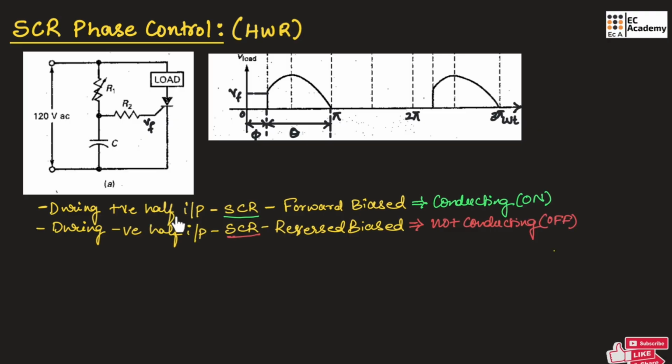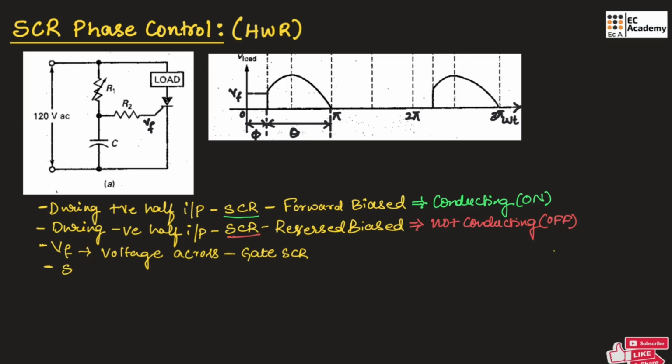So during positive half of input cycle, this SCR will be forward biased and it will be conducting and SCR will be on. And during negative half of input cycle, the SCR will be reverse biased and it will not be conducting. Here VF is the voltage across the gate terminal of an SCR.